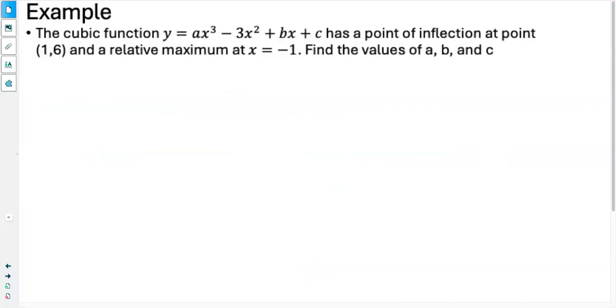Okay, next example, the cubic function y equals ax cubed minus 3x squared plus bx plus c has a point of inflection at a point 1 comma 6 and a relative maximum at x equals -1. We want to find our values of a, b, and c.